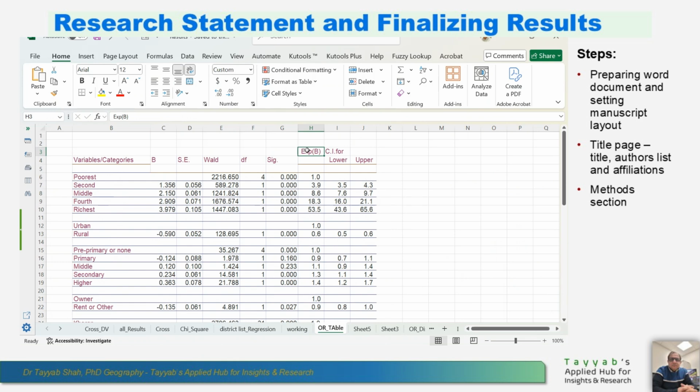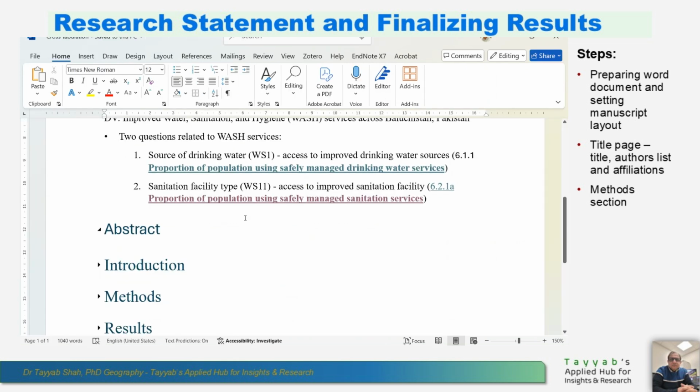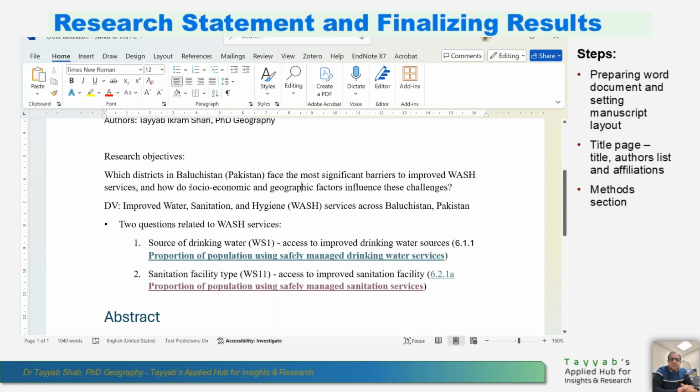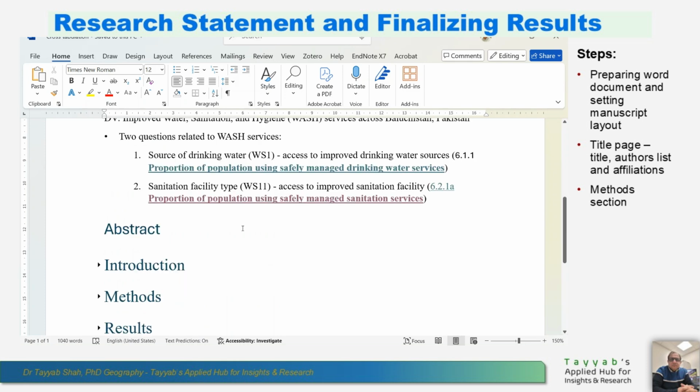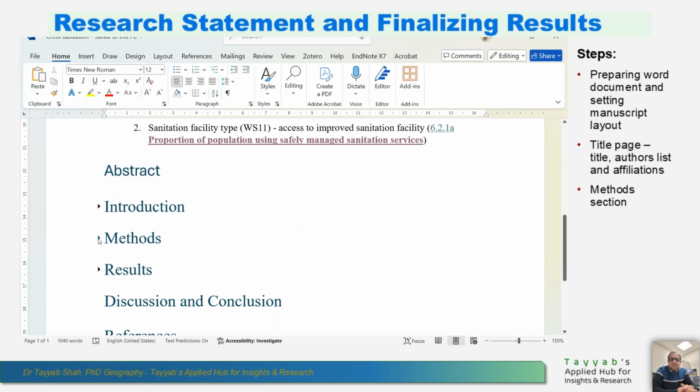So this is the way we normally work in Excel or some spreadsheets to prepare the results, and then take that one, and then we will move to the Word document to show the results in the final stage. So, as you know, there are different parts of the paper. After having a proper definition, research question statement and dependent variables, we can move to the methods. Then we will move to the results.